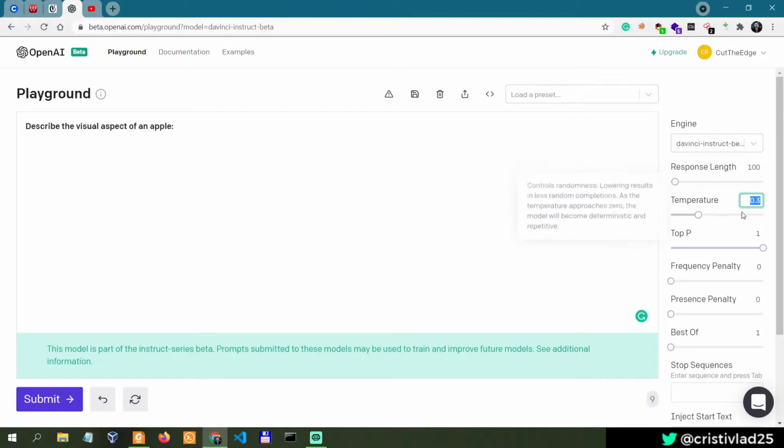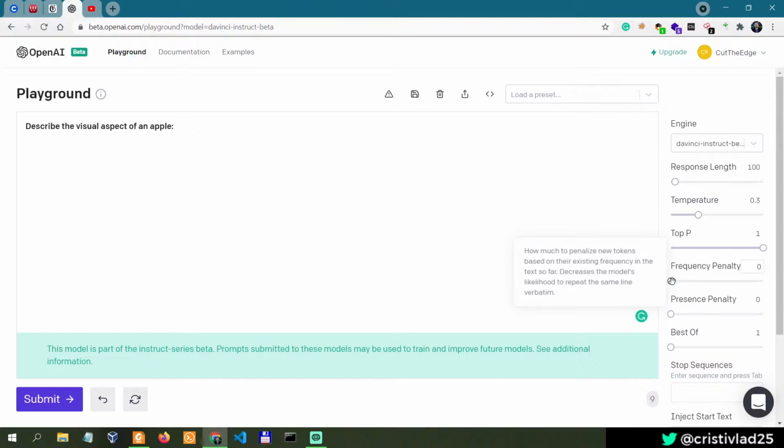As the temperature approaches 0, the model will become deterministic and repetitive. Okay, so it approaches 0, but in this case we could set the frequency penalty higher so the model does not become repetitive. But let's see what we get with these settings.